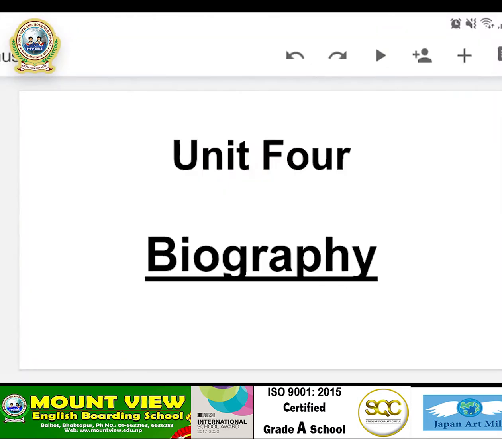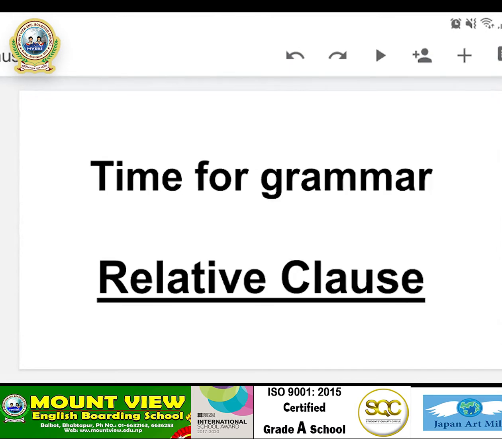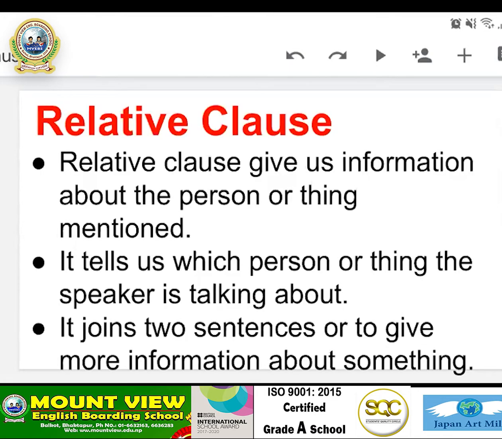This is our Unit 4, Biography, and here the grammar given is the relative clause. Now, what do you mean by relative clause? Let's see. A relative clause gives us information about the person or thing mentioned. For example, you can say, she is a doctor. One sentence. Then, she lives next door. Next sentence. Now you have to join these two sentences. You say, she is a doctor who lives next door to my house. That means who is a relative clause.